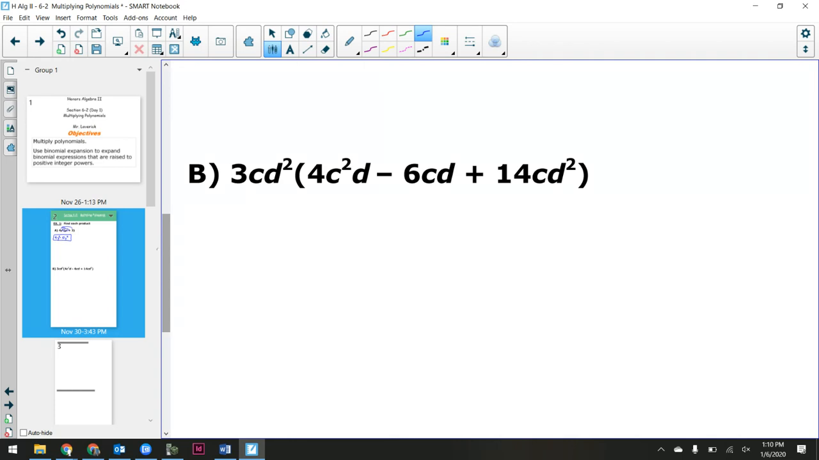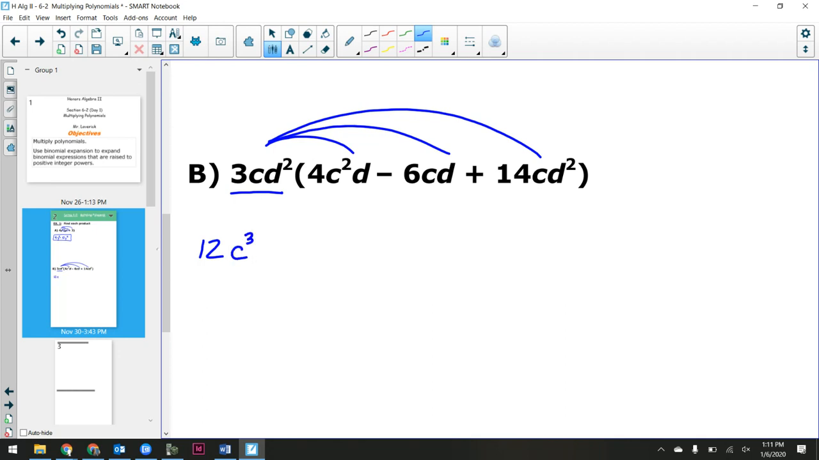Even though it looks more complicated, it's really not as complicated. All I'm going to do is still just distribute in. That's all I'm doing. 3 times 4 is 12. C times c squared is c to the third, because that's to the first power, right? 1 plus 2 is 3. I know it's the day after Christmas break, but 1 plus 2 is 3. D squared times d to the first is d to the third.